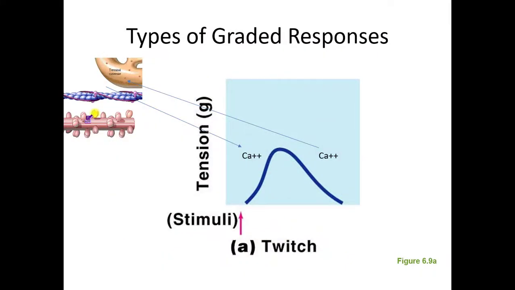A rapid and short muscle contraction is referred to as a muscle twitch. The twitch results from a single action potential received by the muscle followed by relaxation. During the contraction phase, calcium ions are released by the sarcoplasmic reticulum, and during relaxation, calcium ions are pumped out of the sarcoplasm into the sarcoplasmic reticulum.